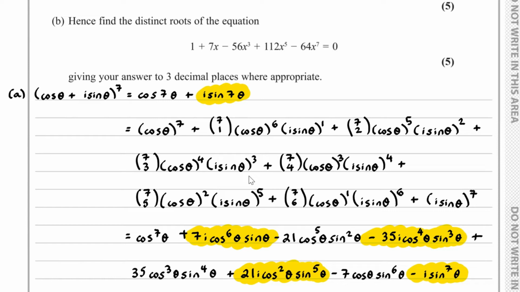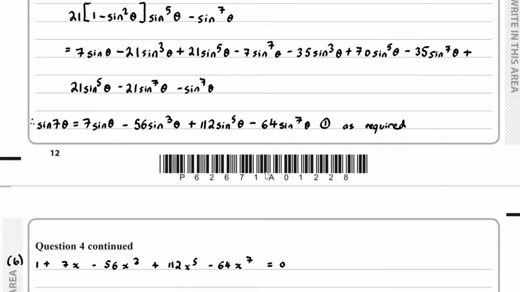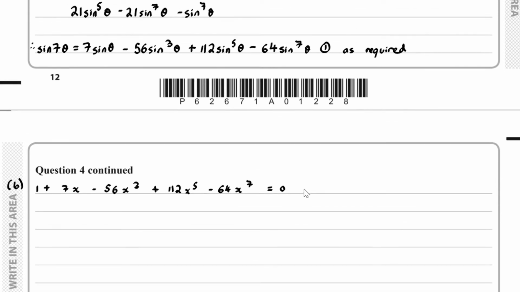For part B of the question, hence find the distinct roots of the equation 1 plus 7x minus 56x cubed plus 112x to the 5 minus 64x to the 7 equals 0, giving your answer to 3 decimal places where appropriate. So we've got this equation here. We'll call this equation 2.